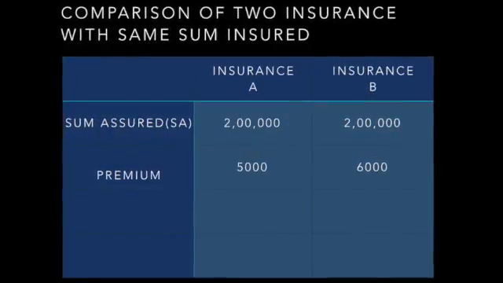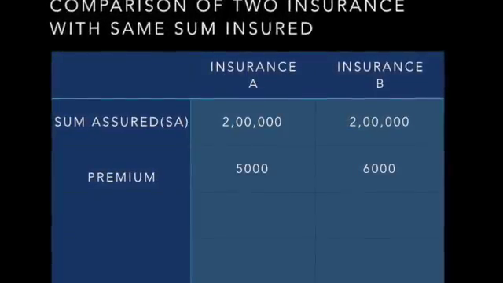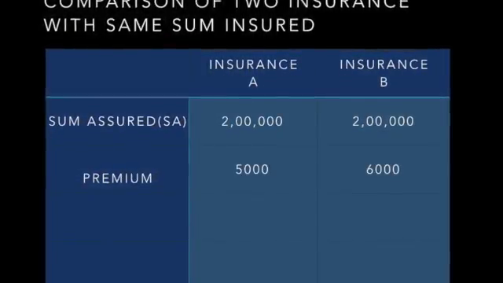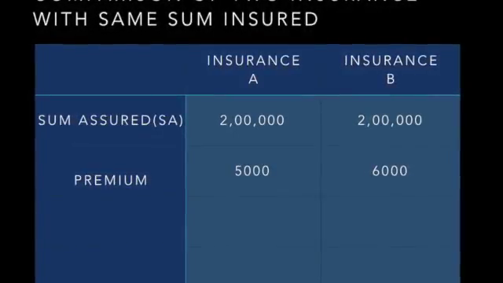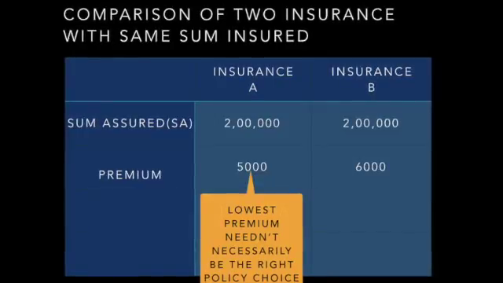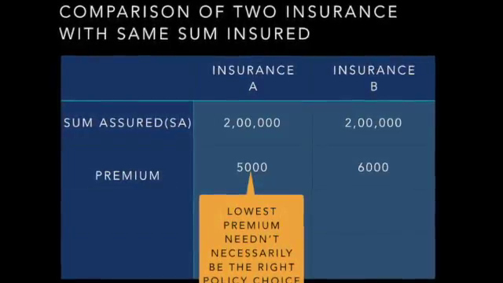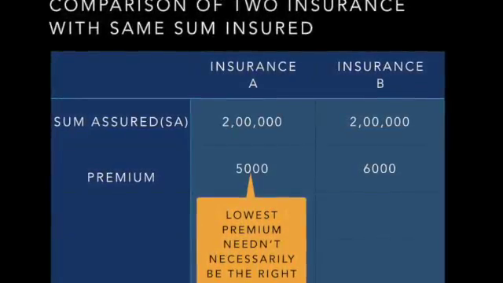Say for example, in company A, the sum insured is 2 lakhs and the premium is 5,000, and in insurance company B, the sum insured is again rupees 2 lakhs but the premium that they quote is 6,000 rupees. We tend to pick the one with the lowest premium. This definitely should be a factor, but I would suggest you check a few other things as well.